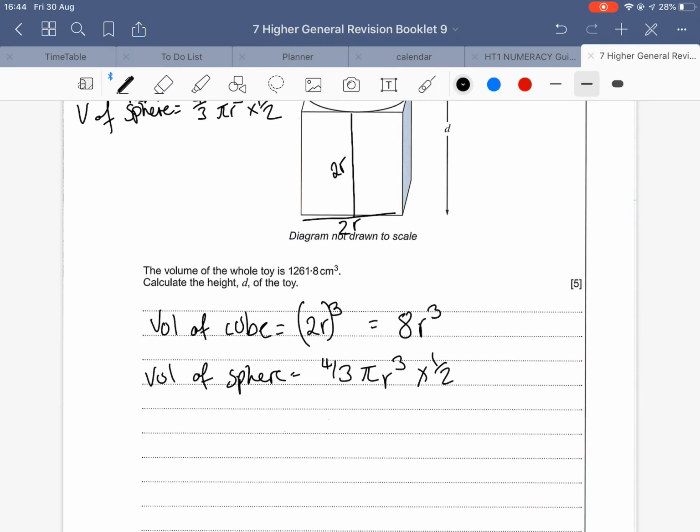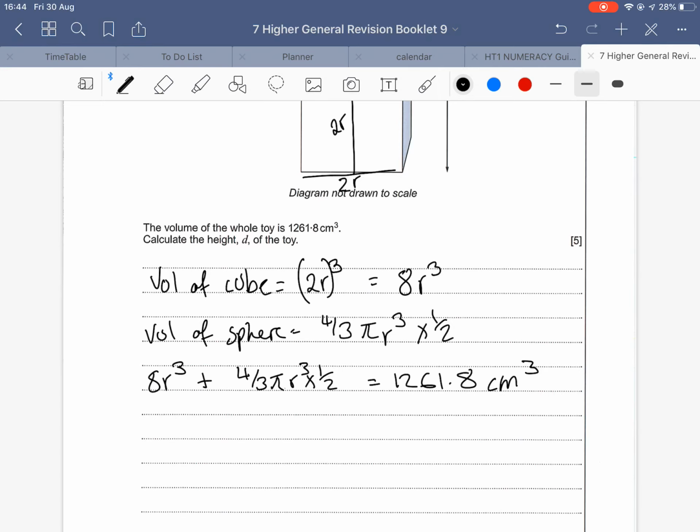Yep, and their combined volume, so 8r cubed plus half of 4/3 pi r cubed, is 1261.8. I feel like we've done a similar one in a different booklet. So you could do a number of different things here. You could do 8 and 4/3 and then halve it, or you could take out r cubed and then divide by everything. I think I might just do that. I'm going to factorise out r cubed, and I'd be left with 8 plus 4/3 times pi times a half. You could work that out.